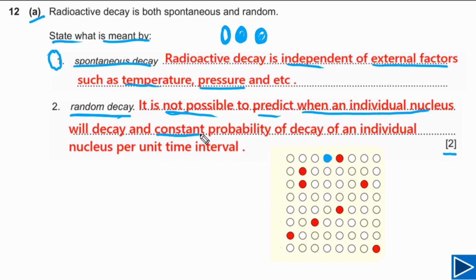And every nucleus has a constant probability of decay per unit time interval. This constant probability of decay per unit time is what we call lambda. So this is called the decay constant, lambda. Lambda is the same for every nucleus. This is how you need to write down your answer.